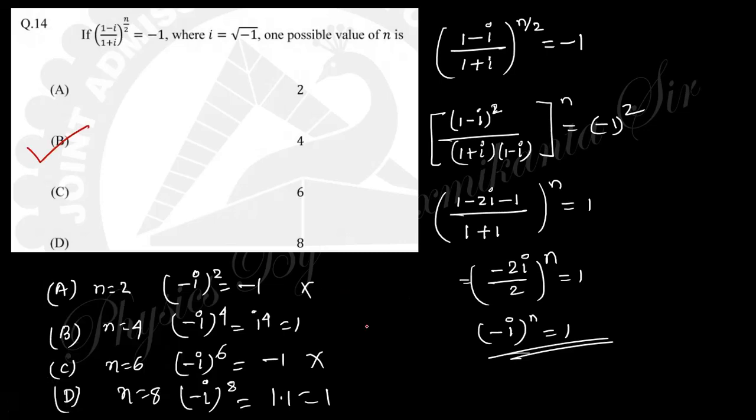Option B is the correct answer, because here we took the square, so this gives you the additional answer, but this is not followed here, because in the original equation, if you put n equals 8, this does not give you minus 1, but if you put n equals 4, this gives you minus 1. So finally the answer will be 4, right? Next question.